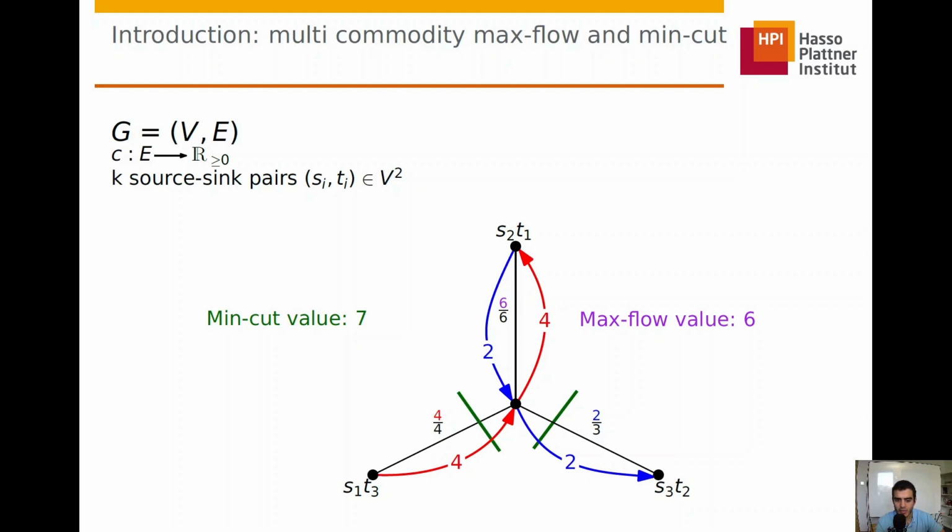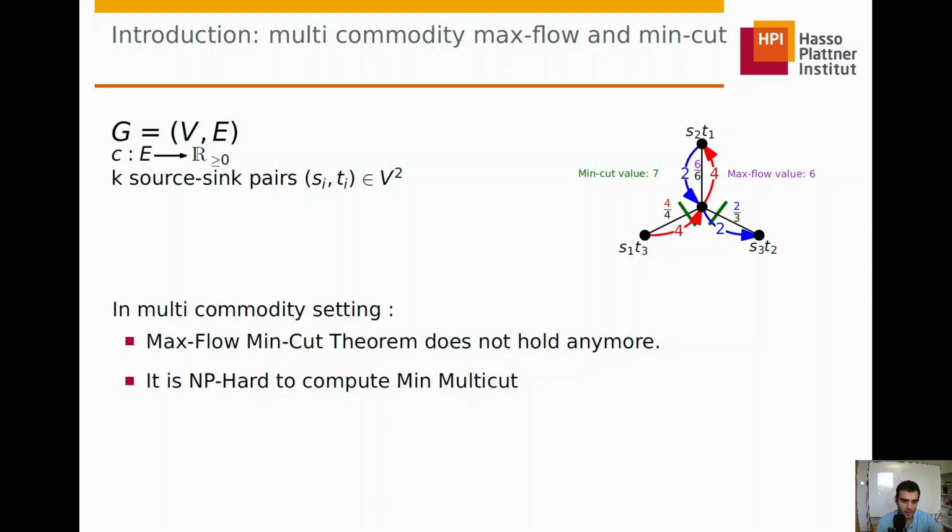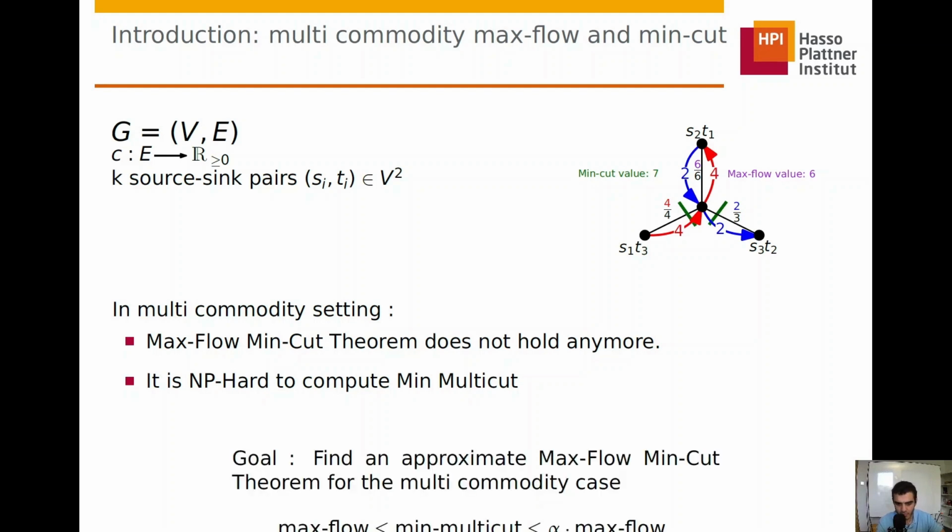Here you can see that the min-cut value of this instance is 7, and the max flow is 6. So the Max-Flow Min-Cut theorem does not hold anymore. Also, it is NP hard to compute the min-multicut even in very restricted classes of graphs. It's actually APX hard on trees. So our goal in this paper is to find an approximate Max-Flow Min-Cut theorem for the multi-commodity case, meaning we want to find the smallest alpha possible that would satisfy this inequality.